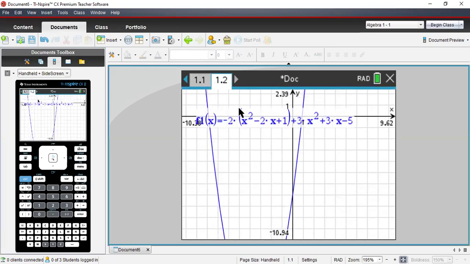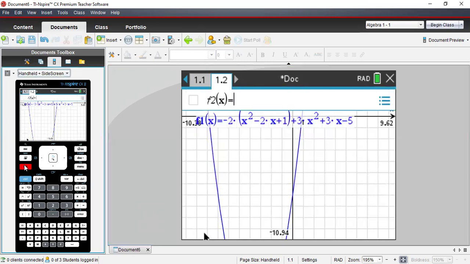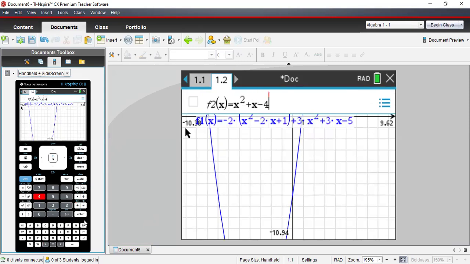Now I'm going to go back and enter all 4, even though we know what the answer is, and I'm going to show you how you figure out which one is the answer. First, let me go to this new screen. I'm going to enter this first one, x squared plus x minus 4, as a function. So I press tab, and then enter x squared plus x minus 4, and then press enter.